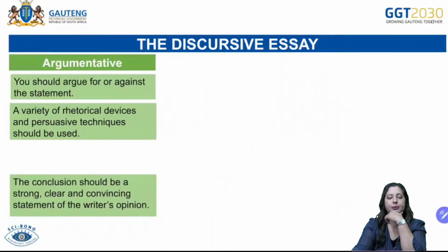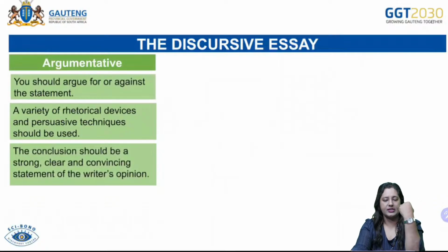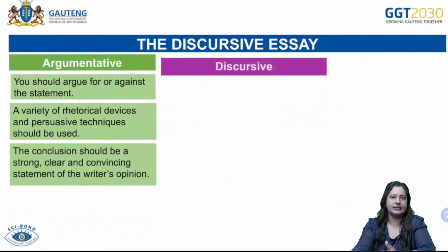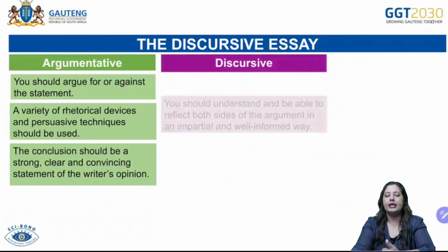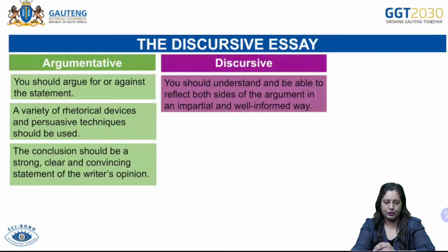Right, then the argumentative essay is here, it is mentioned for you, where you're going to argue for or against. You're looking at rhetorical devices being used and very much persuasive techniques. The conclusion is strong, it's clear, it's straightforward, it's convincing about what you want to say. The discursive essay, here we are able to reflect on both sides of the argument, and we are remaining impartial.